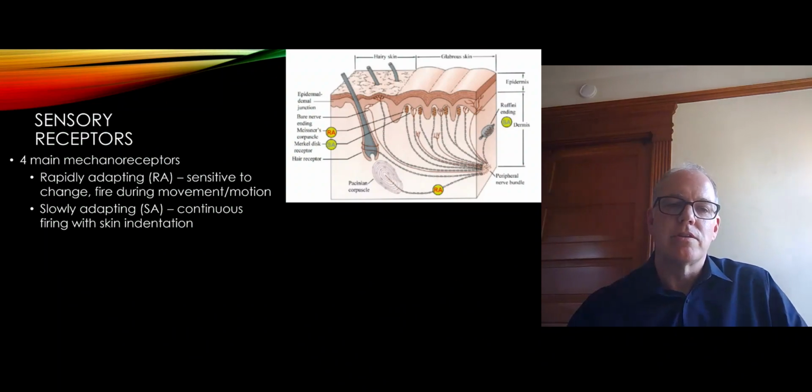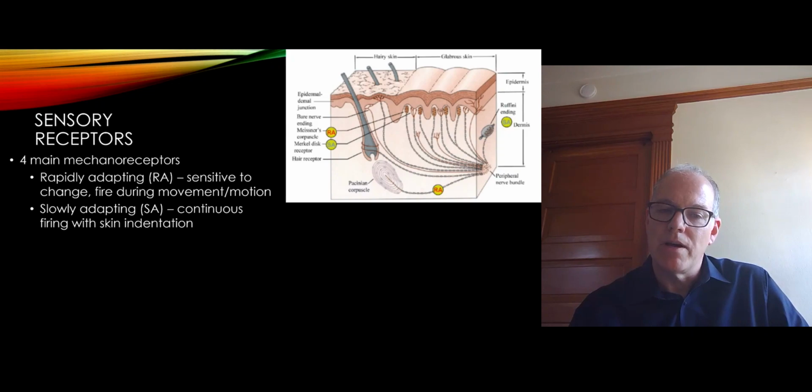So first let's just go over the sensory receptors. There are many of these, but we'll talk about four main mechanoreceptors. These are divided into either rapidly or slowly adapting. And as the name indicates, rapidly adapting receptors are very sensitive to change. They fire in a burst when there's a change of activity and then stop firing. And so they're very sensitive to any motion or movement.